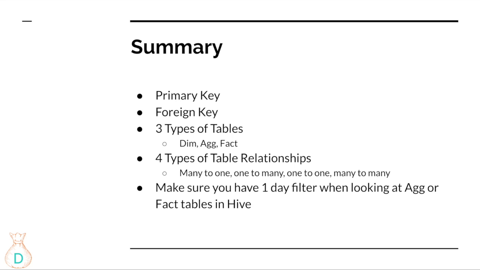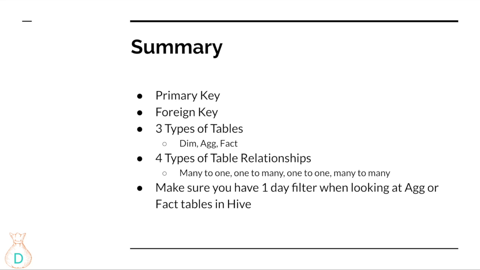And then we also covered the 3 types of tables: the dim table, the aggregated table, and the fact table, which is the most raw logs of the data. And then we also talked about the 4 types of table relationships: many to one, one to many, one to one, many to many, and different use cases of them.